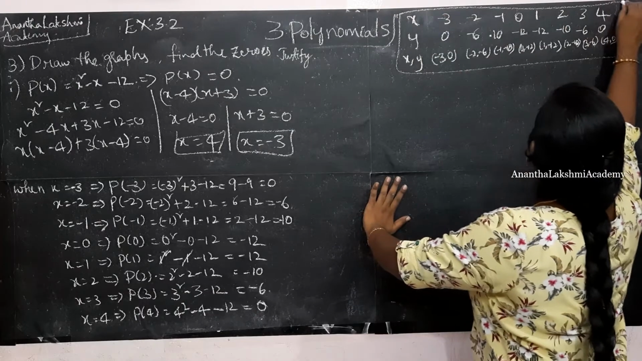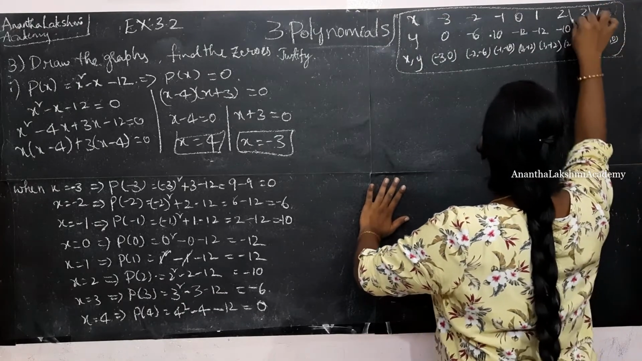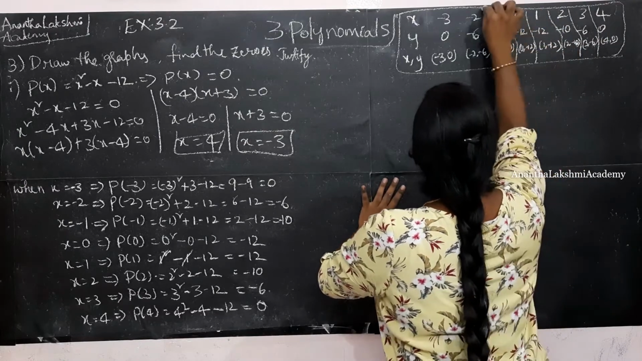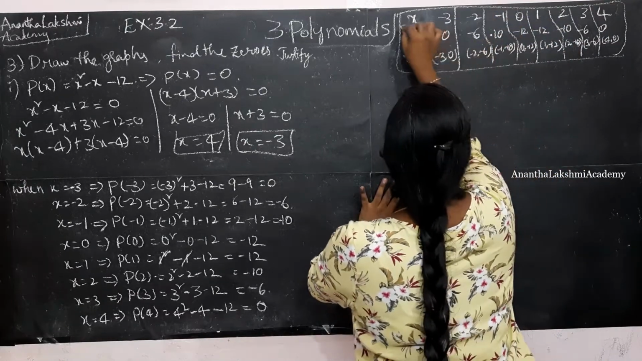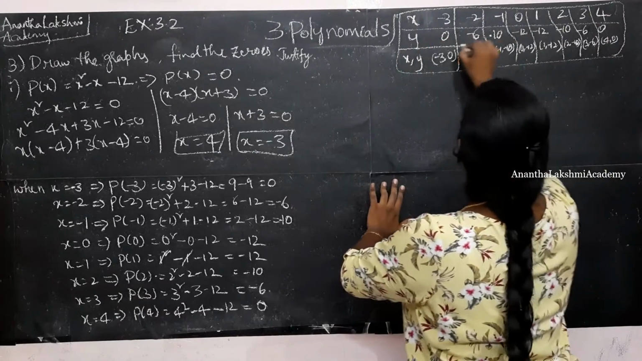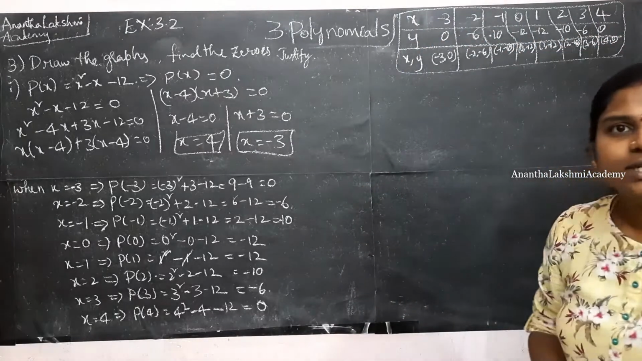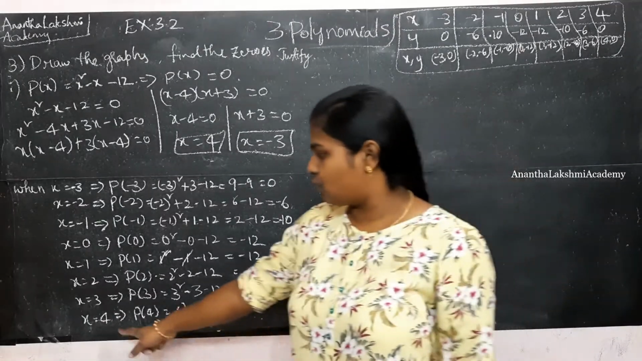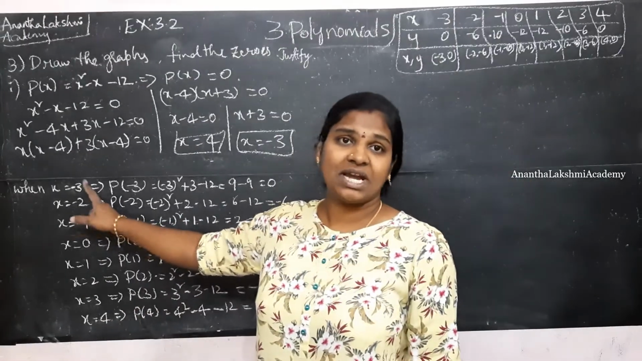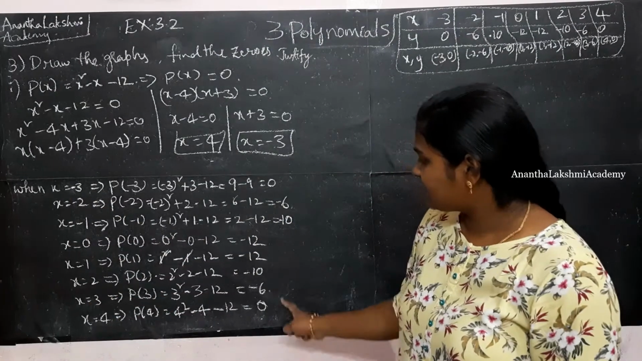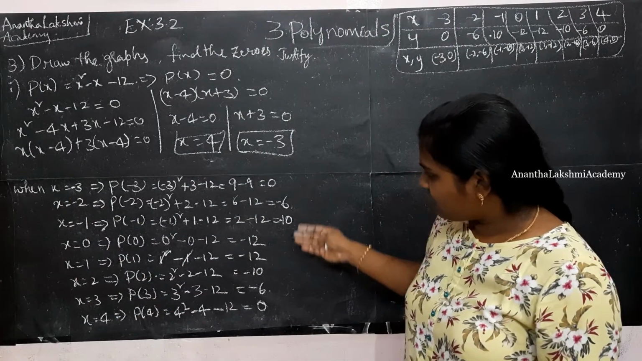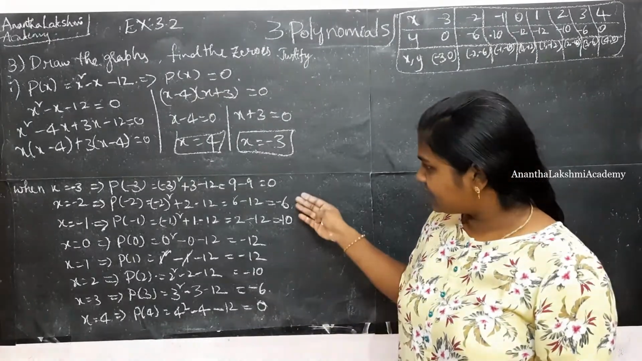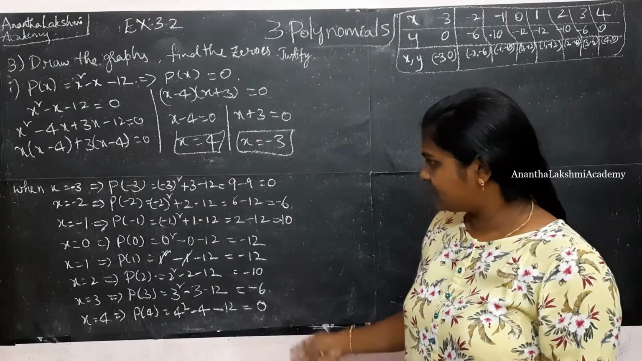Now that we have the values of x and y, we are ready with the values that are needed for our graph. So what is the maximum value of x? 4. What is the minimum value of x? Minus 3. And likewise, what is the maximum value of y? We do not have any positive value for y. It's just minus 6, minus 12, minus 10, zeros.